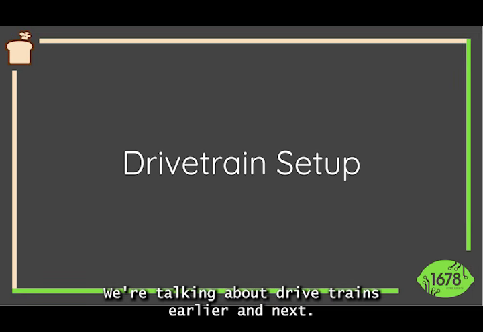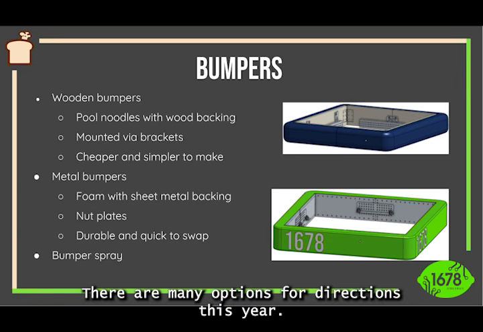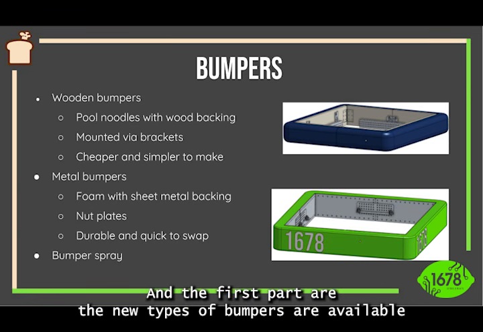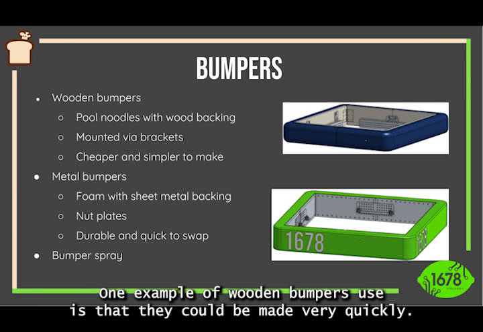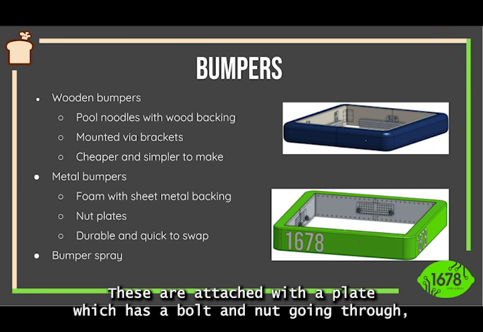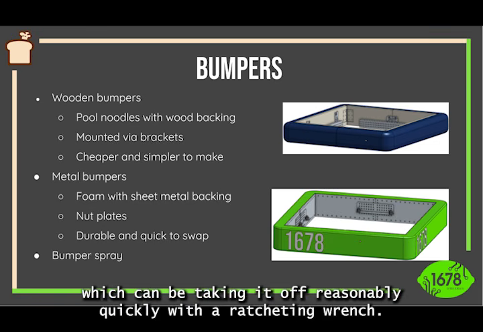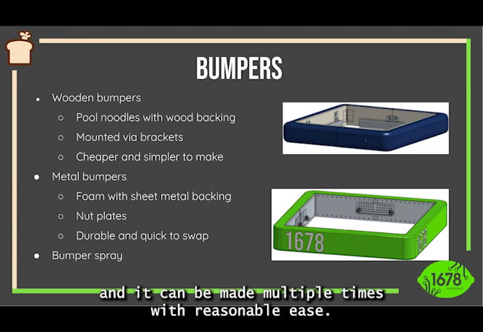All right, we were talking about drivetrains earlier, and next. There are many options for drivetrains this year, and the first part are the many types of bumpers that are available. The two I'll highlight are wood bumpers and metal bumpers. One example of a wooden bumper setup they could make very quickly is just pool noodles with a wood backing. These are attached with a plate which has a bolt and nut going through, which can be taken off reasonably quickly with a ratcheting wrench. It is cheap and very simple to make, and it can be made multiple times with reasonable ease.